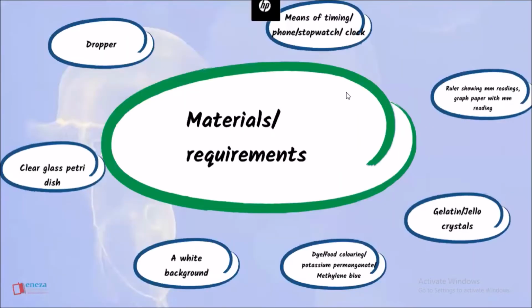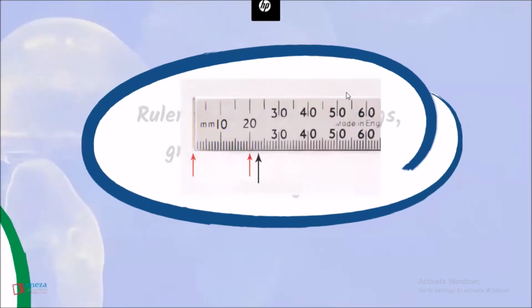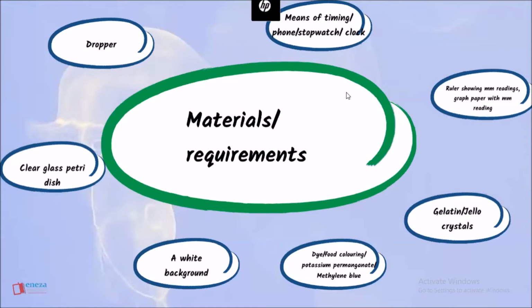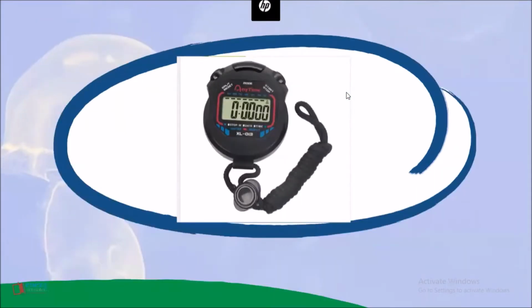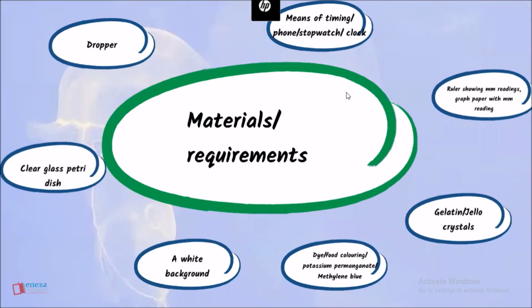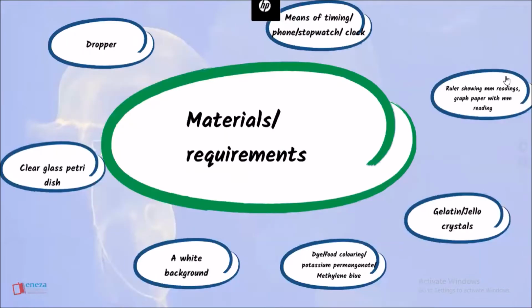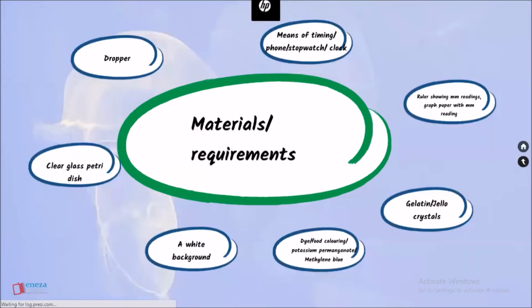We will need a ruler showing millimeter readings, graph paper with millimeters reading. So in this case, you can see the ruler with the millimeters reading. We will also require a means of timing. You can use your phone, your stopwatch, or clock. In this case, we are going to use this stopwatch. We will also require a dropper for the experiment. So those are the materials that we will need for the experiment.